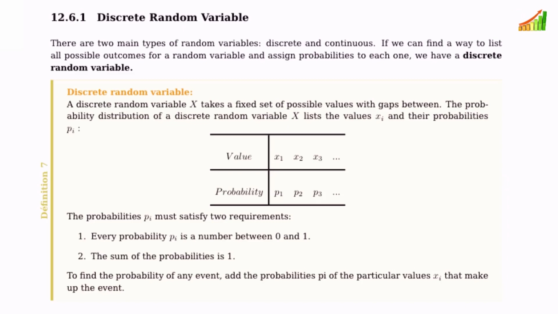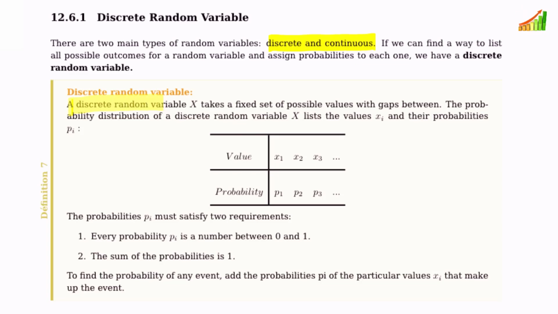Now discrete random variable. In the last video we discussed two probability models, discrete and continuous. Here also we are going to discuss discrete and continuous random variables. So you have an idea what's the meaning of discrete and continuous. So what is the discrete random variable? How do we show the distribution of the discrete random variable?